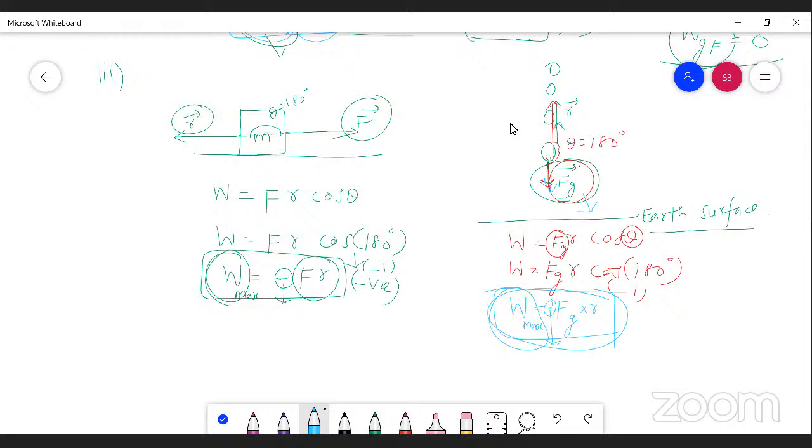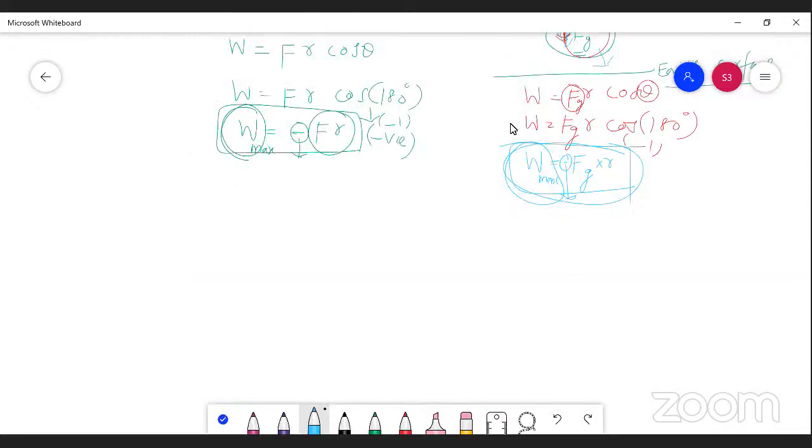Students, we completed when work done by a force is maximum, when work done by a force is 0, and when work done by a force is negative. Then we go to another important point related to work done by a force acting on your body.